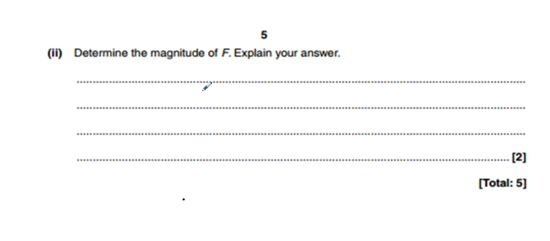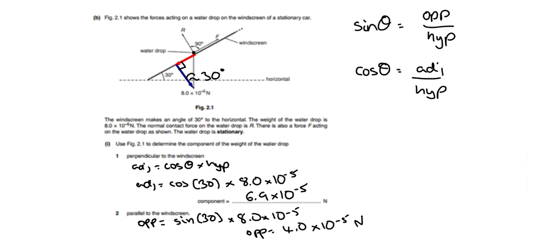Okay, so just moving on to the next question. It says determine the magnitude of F, explain your answer. Well, this is where it becomes very important that the water drop is stationary. That means all the net forces on it are 0. So we've worked out this red component here, a component of the weight force that's trying to drive it down the slope, which is 4 times 10 to the minus 5. Then F must also be 4 times 10 to the minus 5 to give an overall net force of 0, because it's stationary.